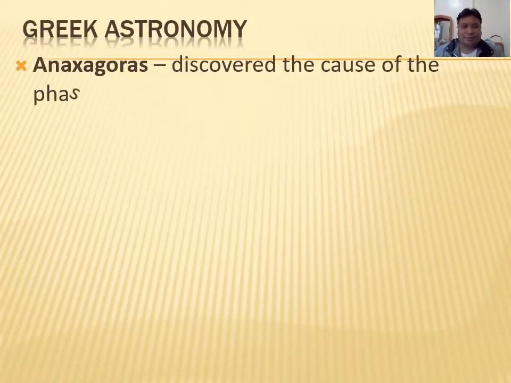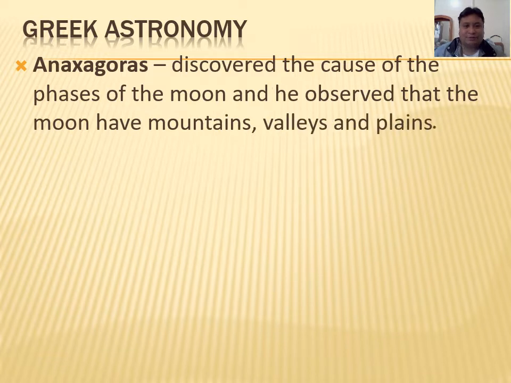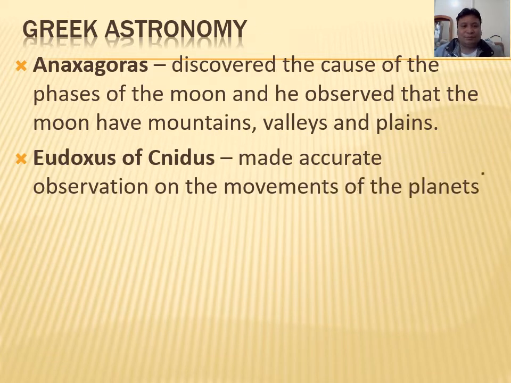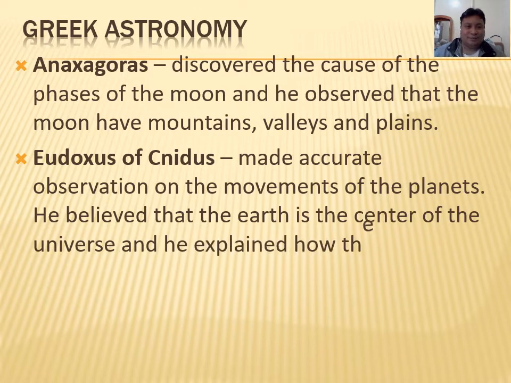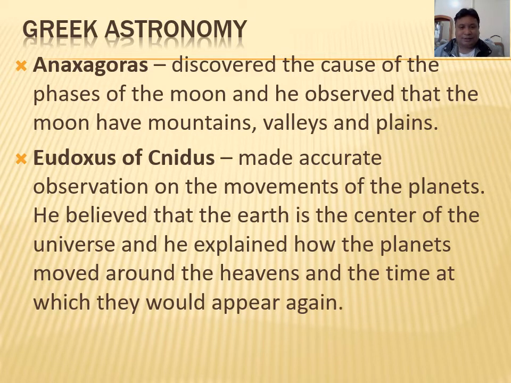The next one is Anaxagoras, who discovered the cause of the phases of the moon and observed that the moon has mountains, valleys, and plains. The other one is Eudoxus of Cnidus, who made accurate observations of the movement of planets. He developed a geocentric view of the universe, where the Earth is the center of the universe. He explained how the planets move around the heavens and the time at which they would appear again.